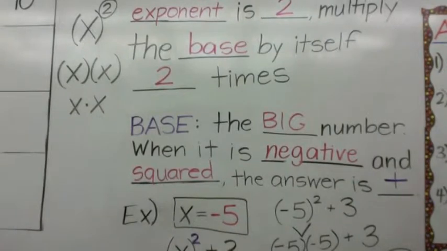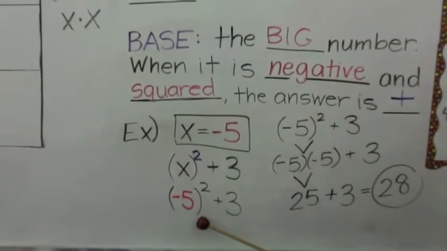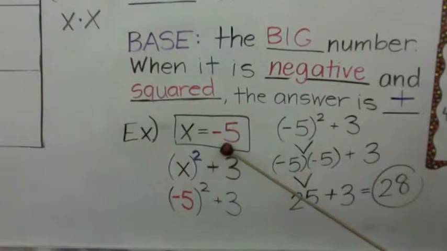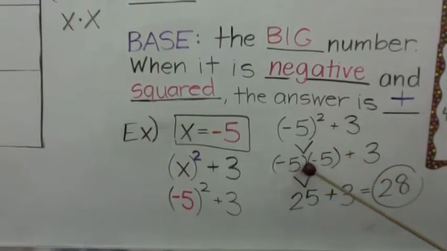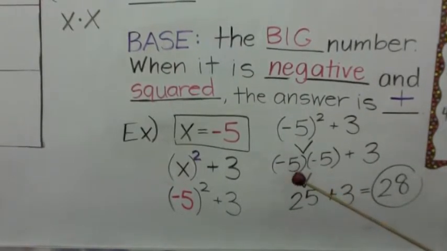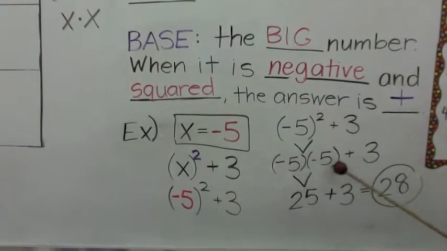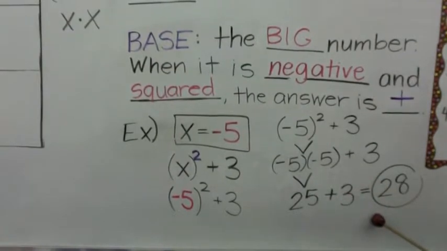So, let's go over the example. If the base is negative 5, what is x squared plus 3? Well, x is negative 5, right? X is negative 5, so you put negative 5 in the parentheses. What is negative 5 squared? Negative 5 squared means that there's 2 of negative 5, so you say negative 5 times negative 5. Well, a negative times a negative is positive. So negative 5 times negative 5 is positive 25. When you add 3, you get 28. Okay, so go ahead and get this down.